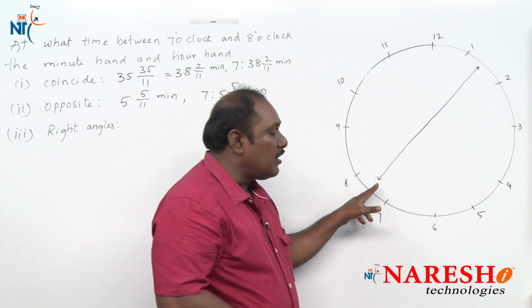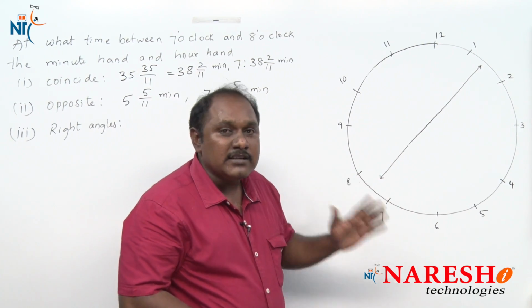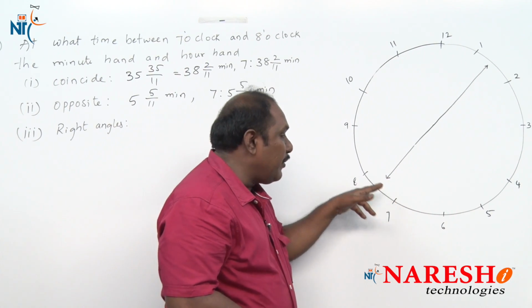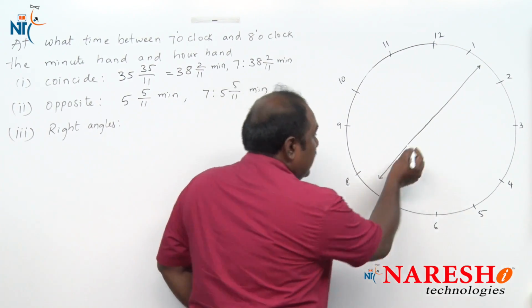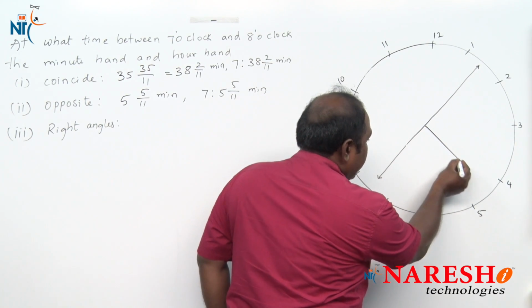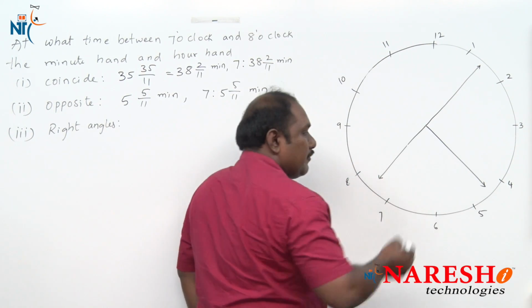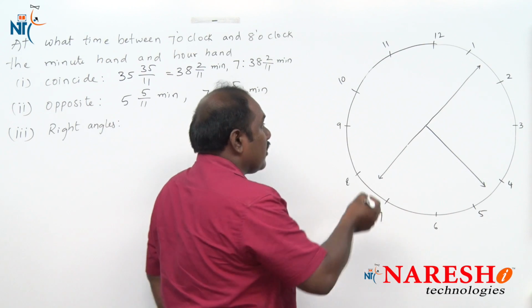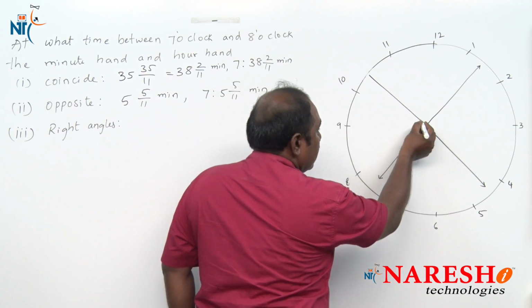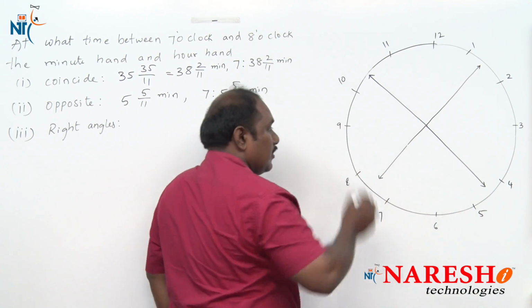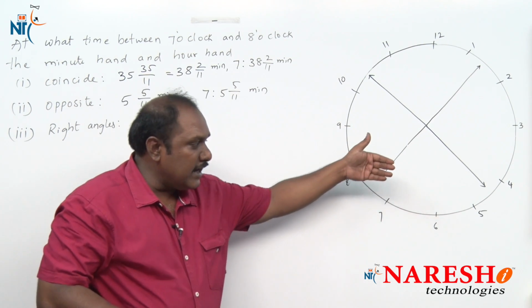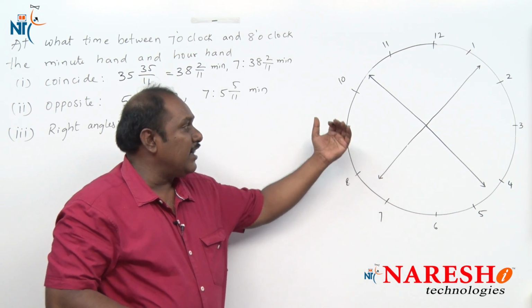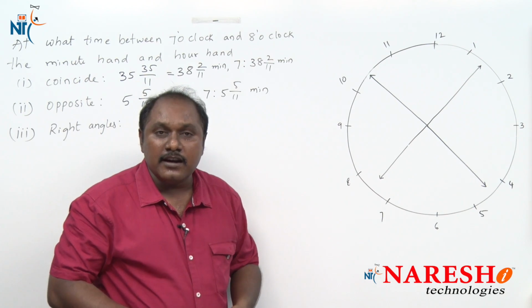But this hour hand will not be exactly at 7. It lies in between 7 and 8. So, to be at right angles, the minute hand should lie between 4 and 5 or in between 10 and 11. So, right angles happens twice. First time it happens in between 4 and 5, second time it happens in between 10 and 11.